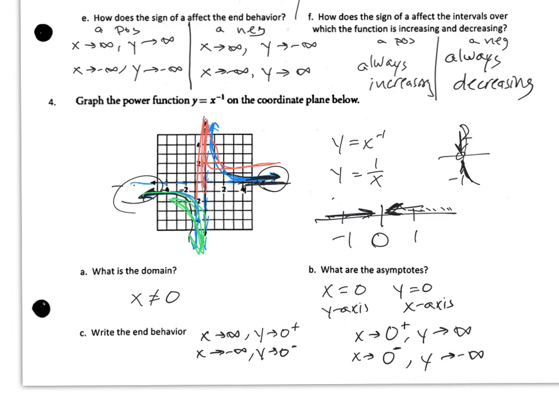Now, this is something we will spend a great deal of time on when we get into rational functions. It's just something we wanted to show you right now because it fits in with end behavior. So those have 4 ends, and that's how you describe it.